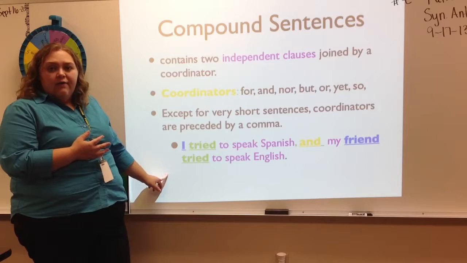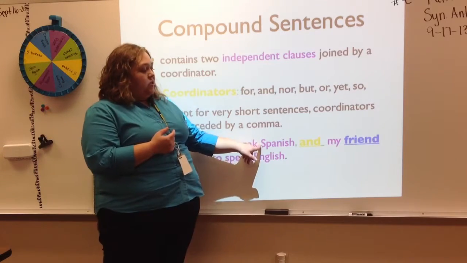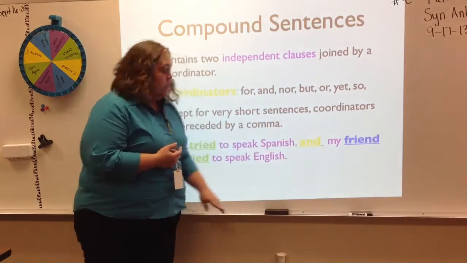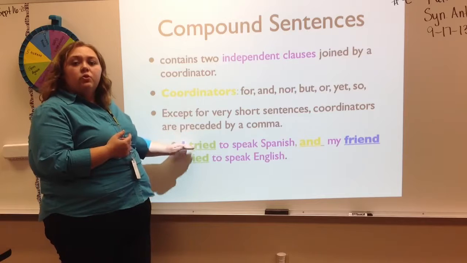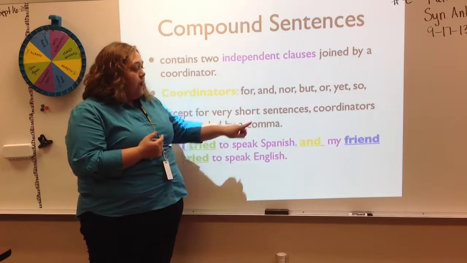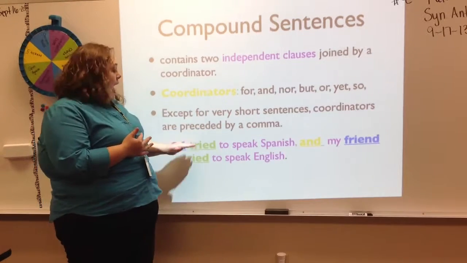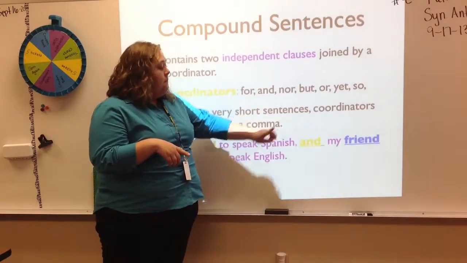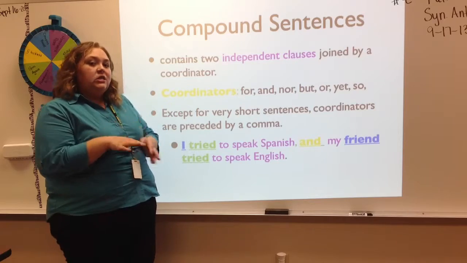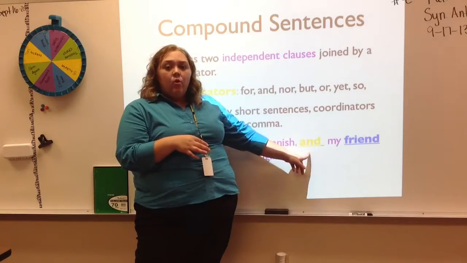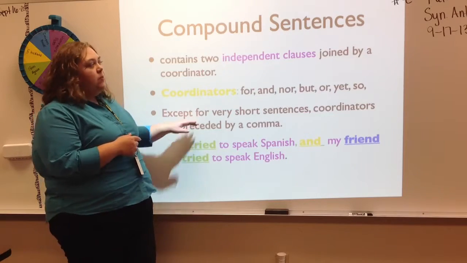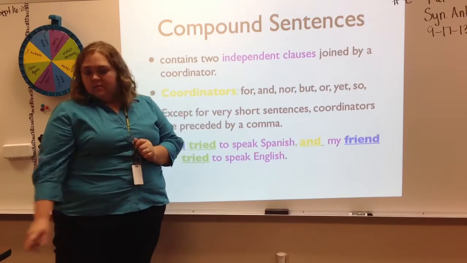Let's look at this sentence down here for an example. I tried to speak Spanish, and my friend tried to speak English. If I took out the coordinator, I would have 2 simple sentences. I would have 2 independent clauses. I tried, I is your noun, tried is your verb. Friend is your noun, tried is your verb. I tried to speak Spanish would be one sentence. My friend tried to speak English would be the second sentence. We can combine those 2 ideas by adding a comma and the coordinator, and. We practiced this a few days ago. Write these down, and then press play when you're finished for your next kind of sentence.